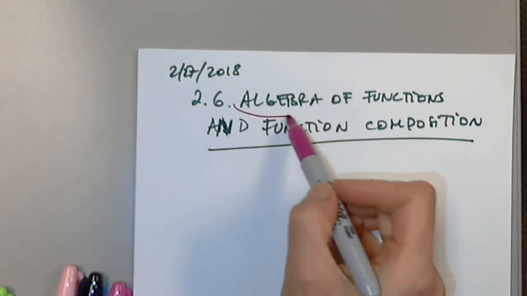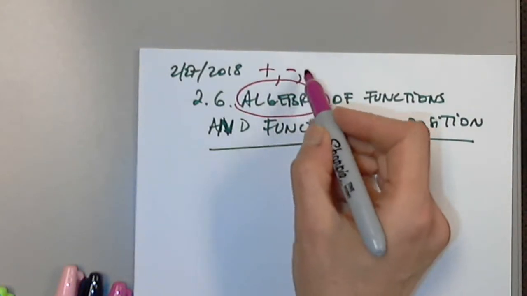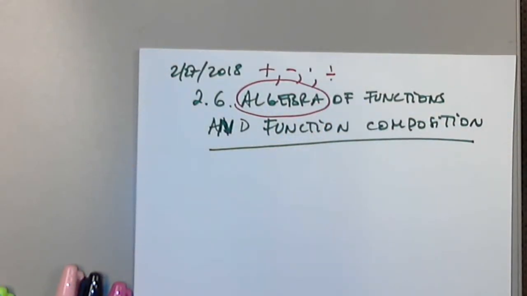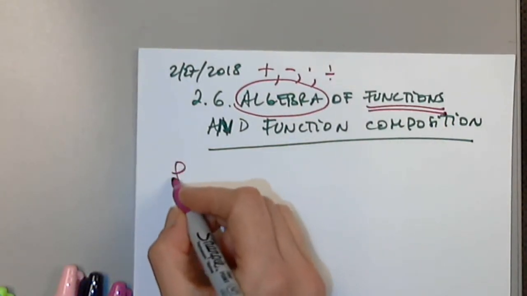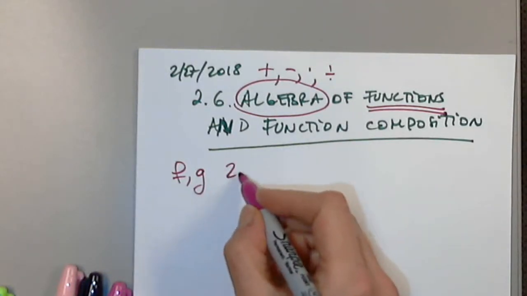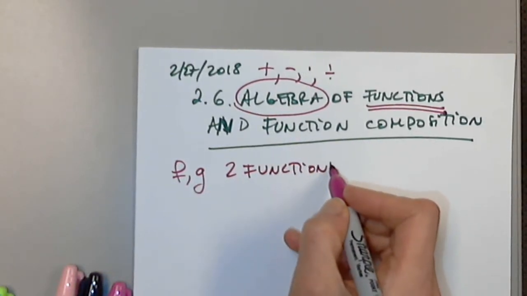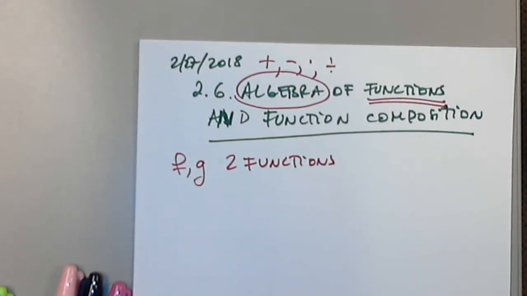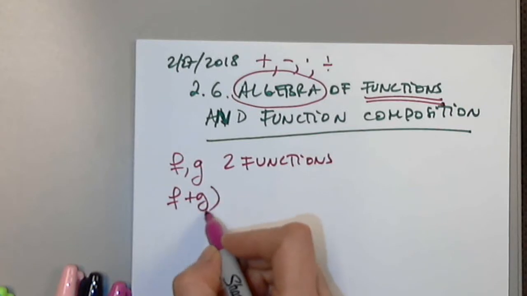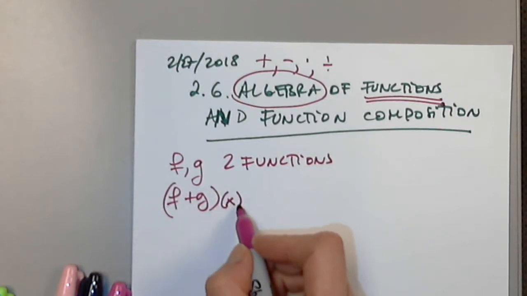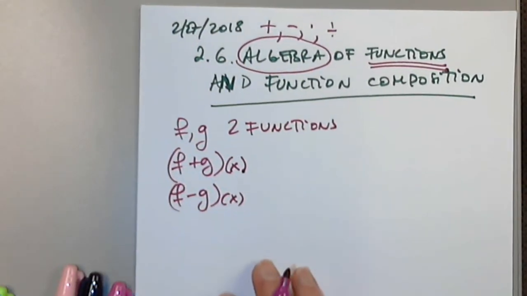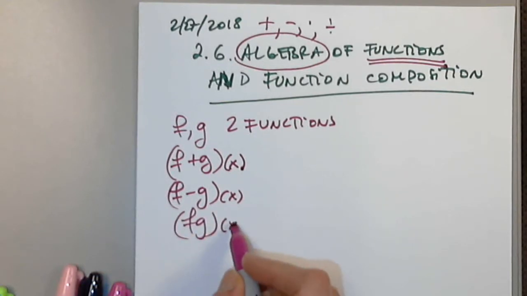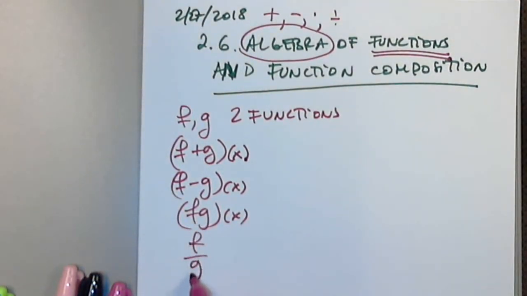Okay, when we talk about algebra, all we have in mind is addition, subtraction, multiplication, and division, right? But this time it is with functions. So assuming we are given f and g, two functions. What if I'm asked to find f plus g of x? What if I'm asked to find f minus g of x? What about fg of x? And there is one more, f over g of x. What about g over f of x? Very good.